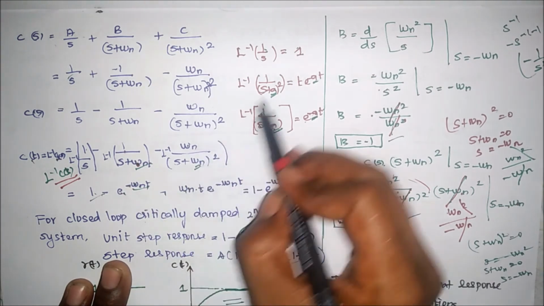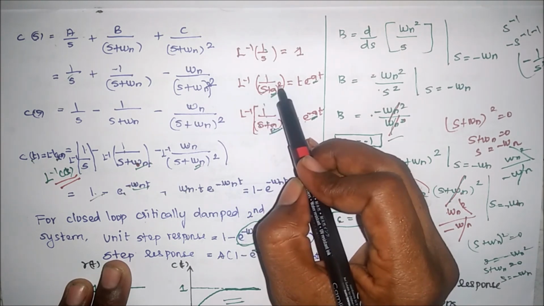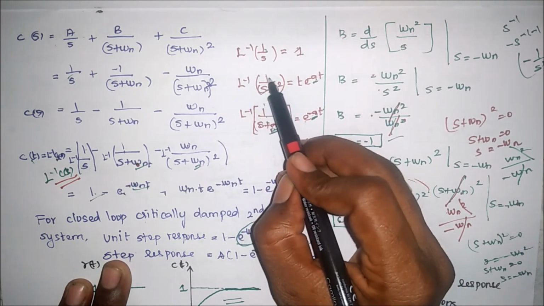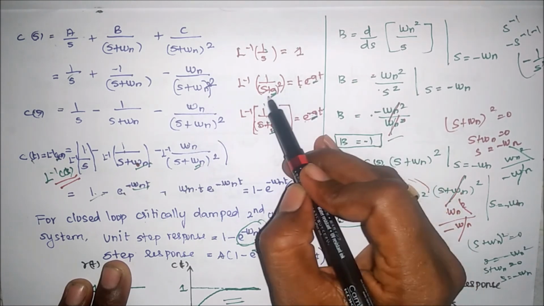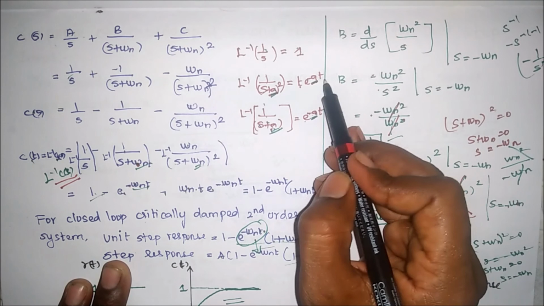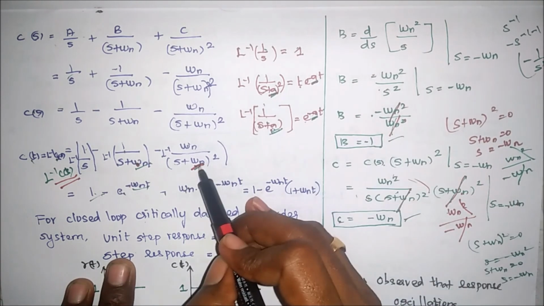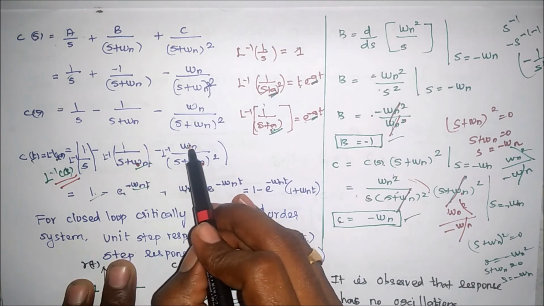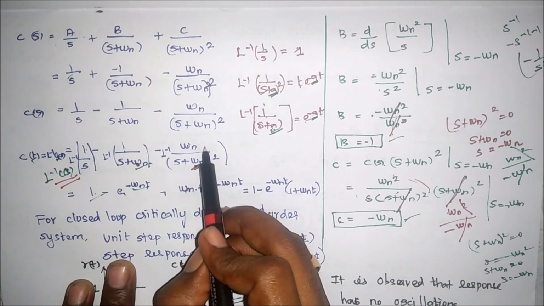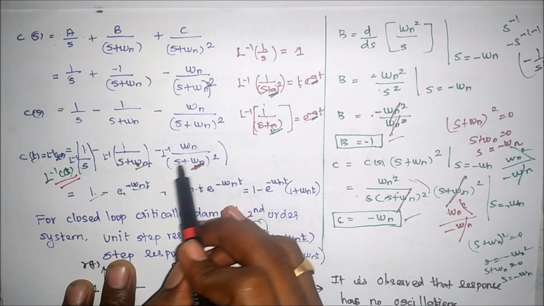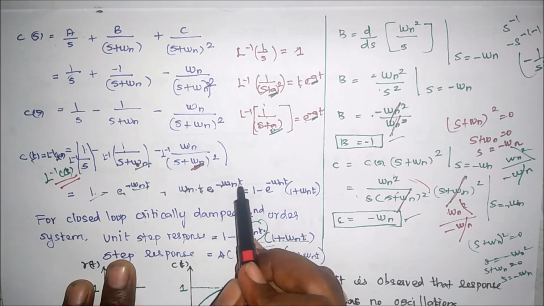For this, we know one form: Laplace inverse of 1 divided by s plus a the whole square equals t into e power minus at. Here a, but here omega n, therefore we have to substitute a equal to omega n. This we can consider as a constant. Therefore, omega n into Laplace inverse of 1 divided by s plus omega n the whole square equals t into e power minus omega n t.